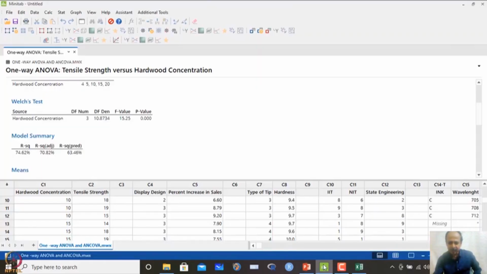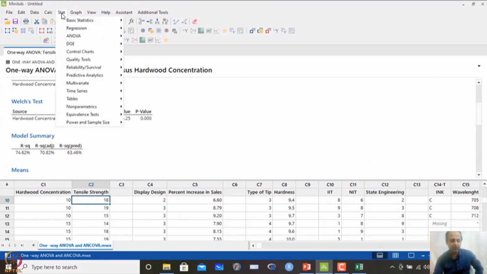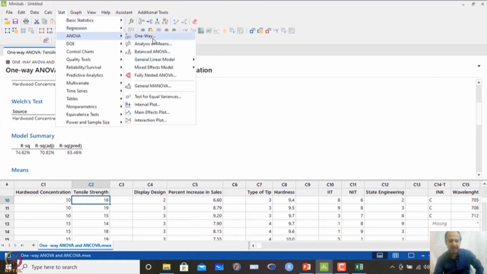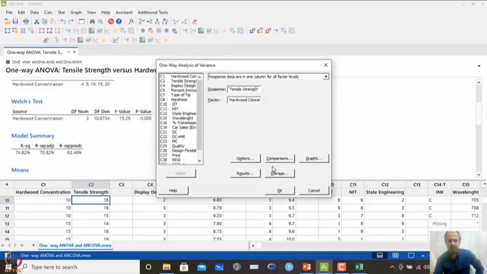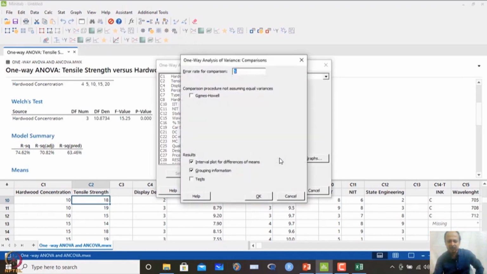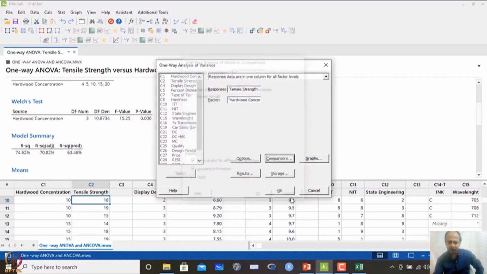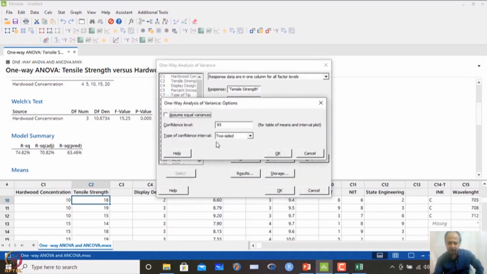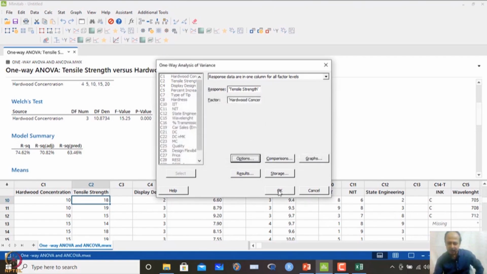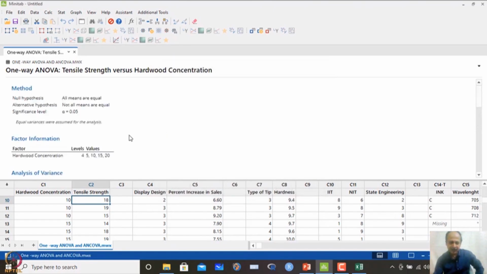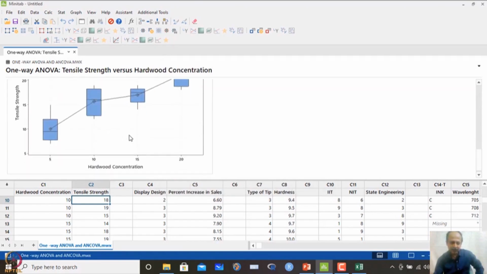Because we have found a significant difference in two levels, to understand which level is different from which one, I go to Stat, ANOVA, again I use one-way analysis of variance. Now, there is a comparison option that is given over here. When you go to comparisons, all this you keep as default. Options over here: if I assume equal variance and then do the test, we get the analysis over here.